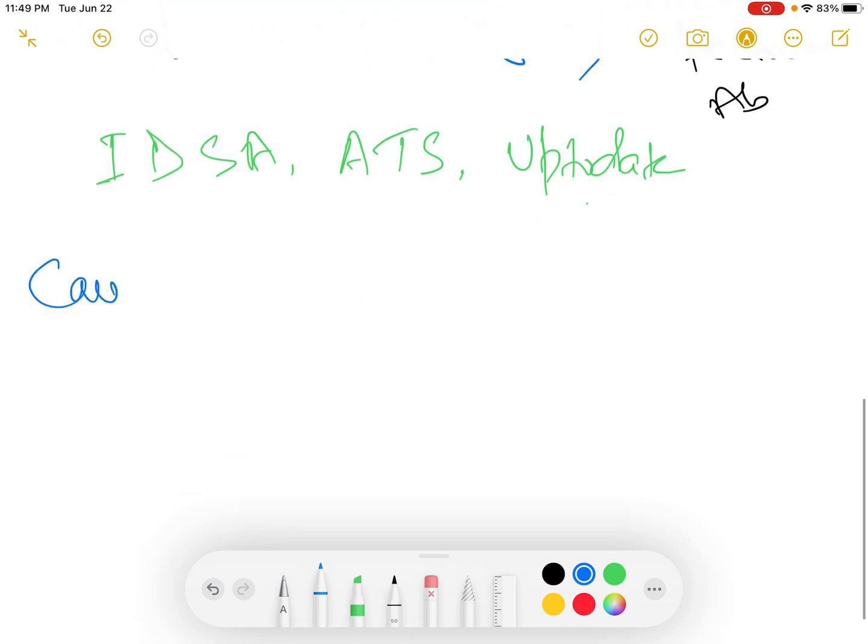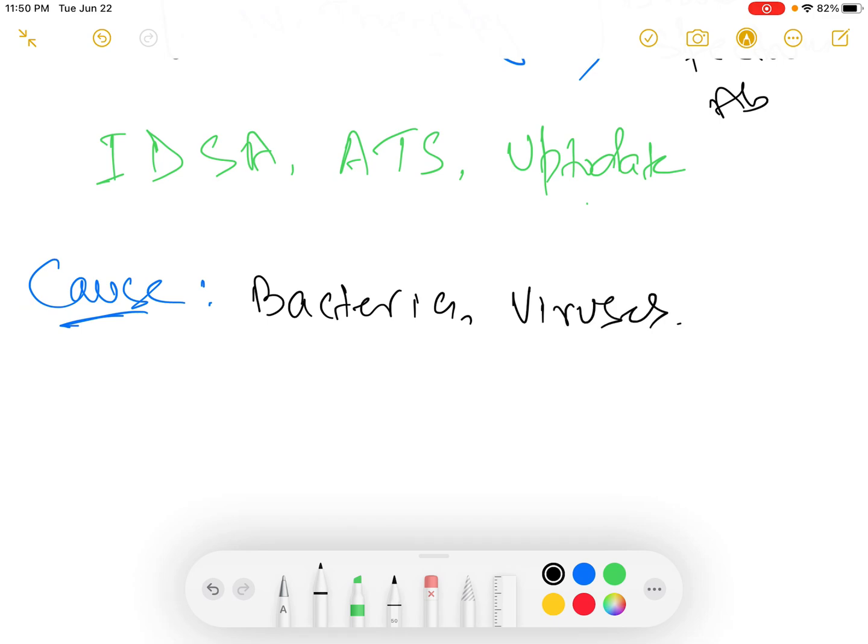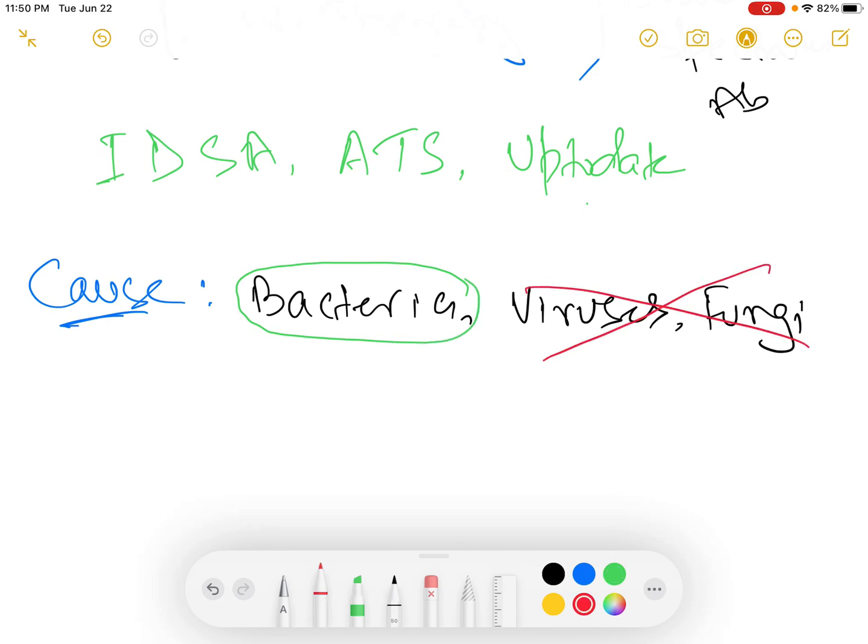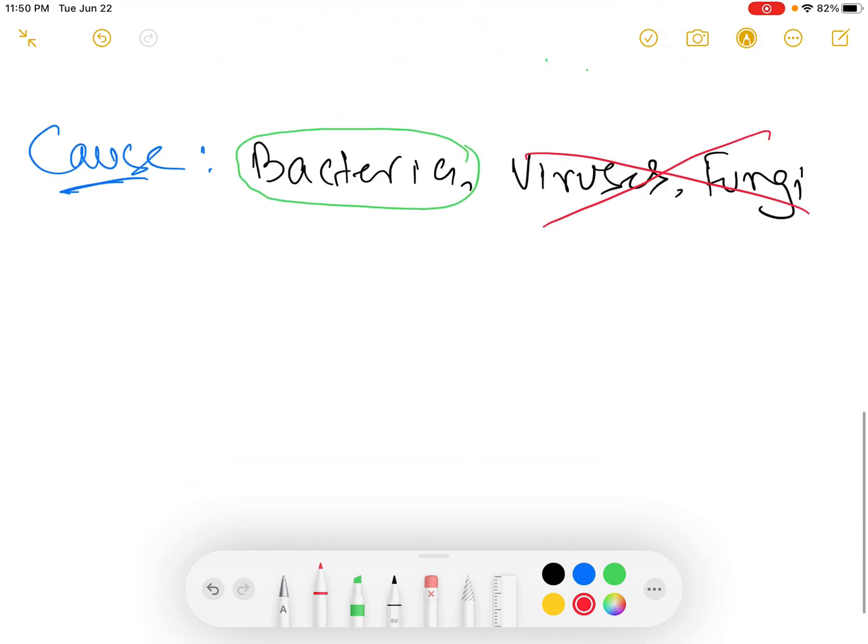What causes the pneumonia? There are over 100 microorganisms that have been associated with causing pneumonia. And these are your bacteria, viruses, and fungus. Today, we will talk about the bacterial cause of community acquired pneumonia. We won't talk about the viral and fungal causes, those are a little bit different. So, among bacteria, the bacteria that cause pneumonia have been divided into two main categories.